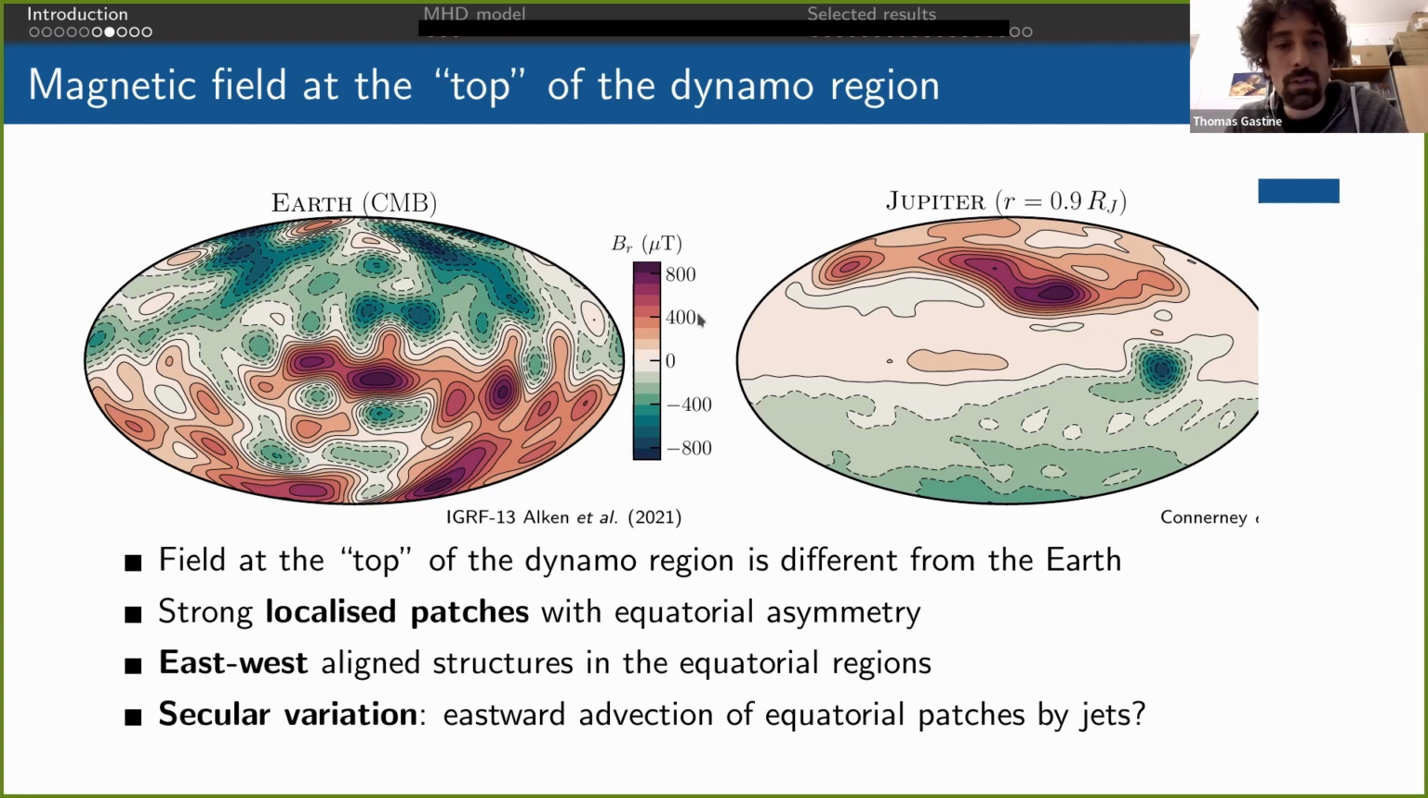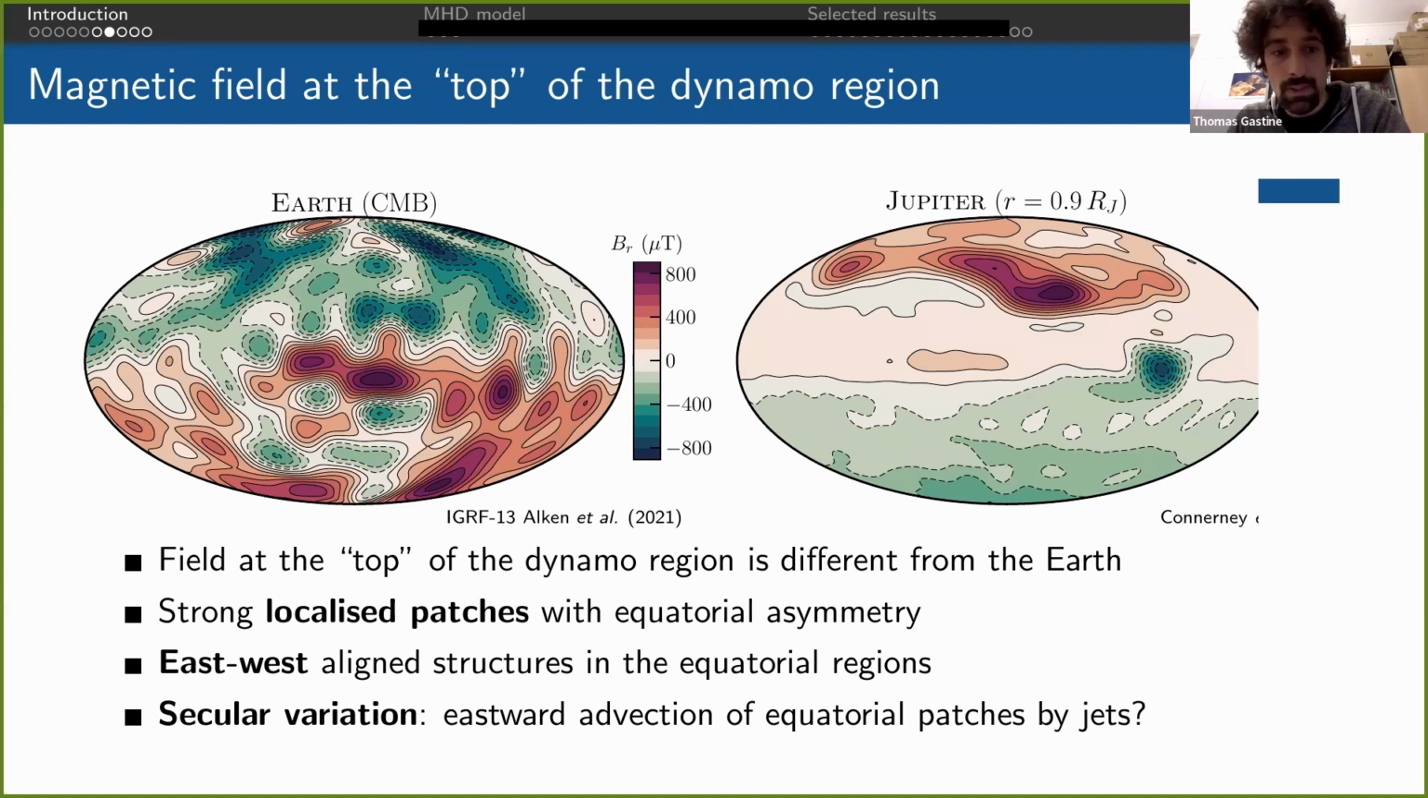So for instance, on the Earth, you observe this localized flux concentration in the equator, and also reverse polarity patches, like in the southern hemisphere. While on Jupiter, you also observe localized patches, so the blue patch here, for instance, but you also have a pronounced asymmetry between the northern hemisphere and the south. So on average, the magnetic field here is a bit stronger in the north as compared to the south. And we also see clearer now the features that show some pronounced alignment in the east-west direction in the equatorial regions.